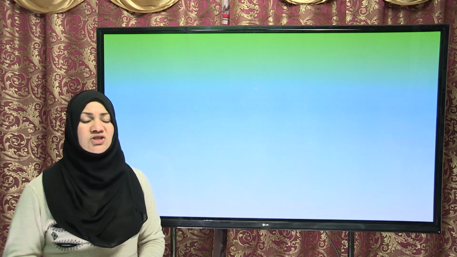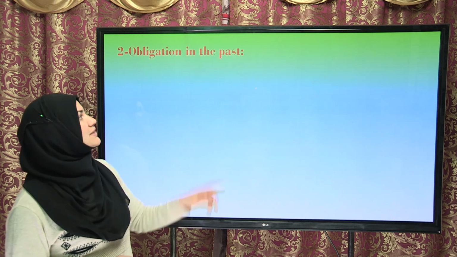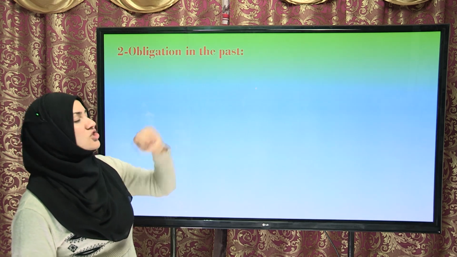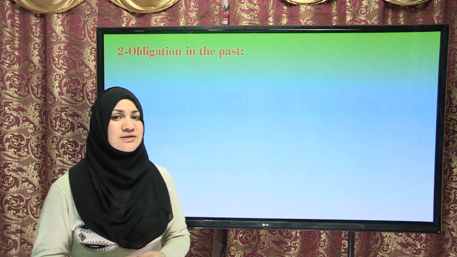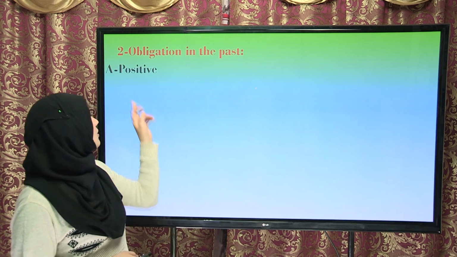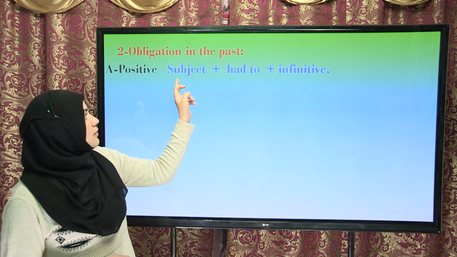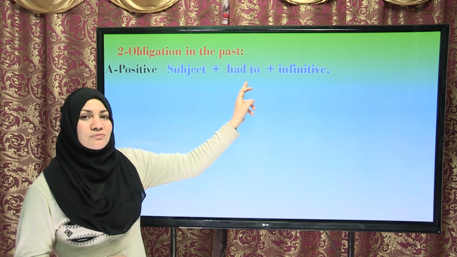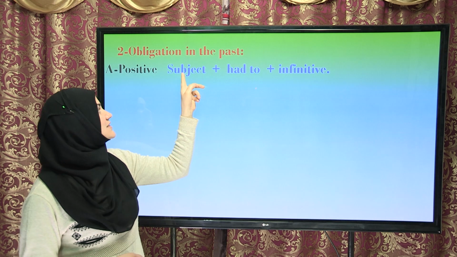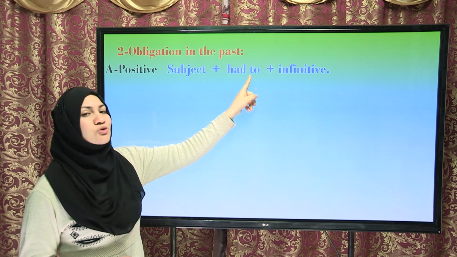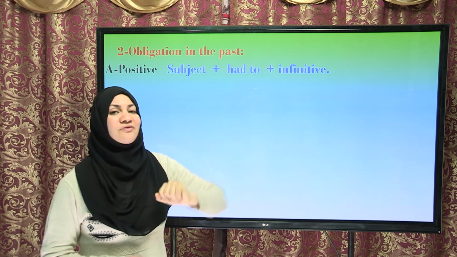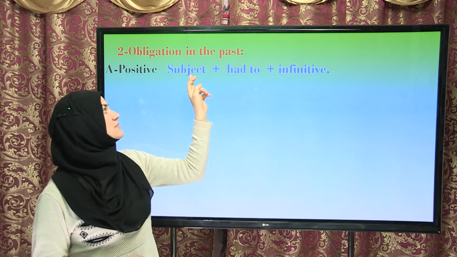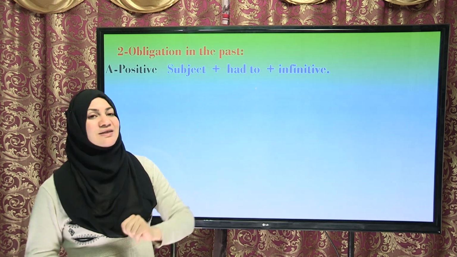It means obligation in the past, or past obligation. Let's see together the form. Positive. Subject plus had to plus infinitive. You see here, subject plus had to plus infinitive.